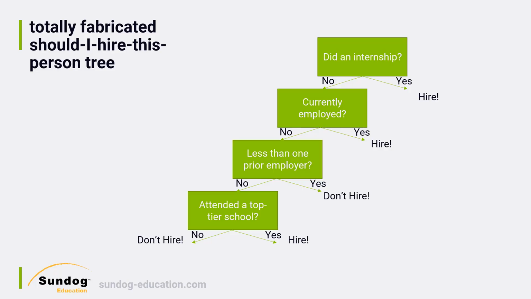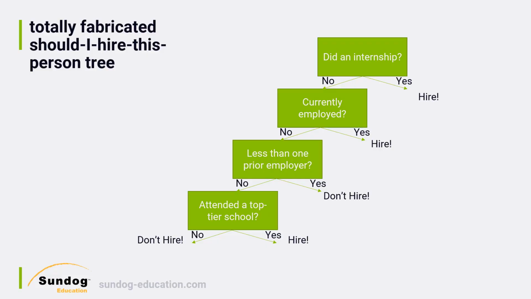First of all, did you do an internship? If you did, then it turns out that that person gets hired pretty much all the time based on the training data that we have. So based on this fabricated data, the most important thing is to do an internship. Followed by, are you currently employed? If you are, then that also results in a hire. So if somebody else decided you're good enough to work for them and remain employed by them, that tends to be a good indicator as well, it turns out.